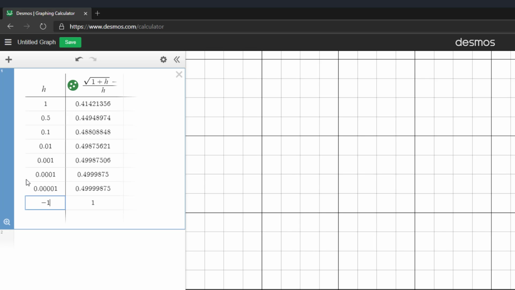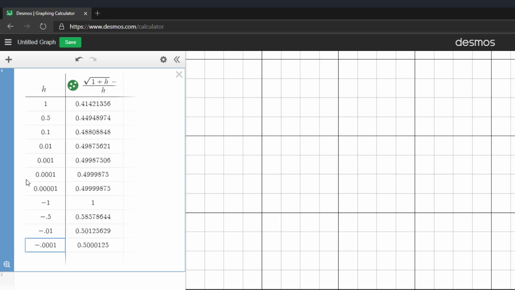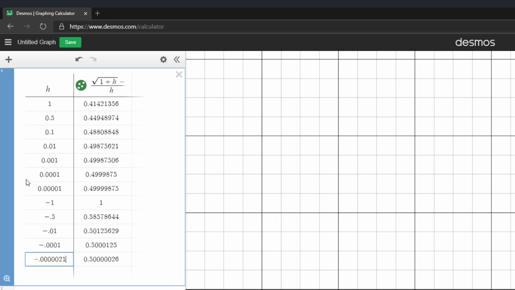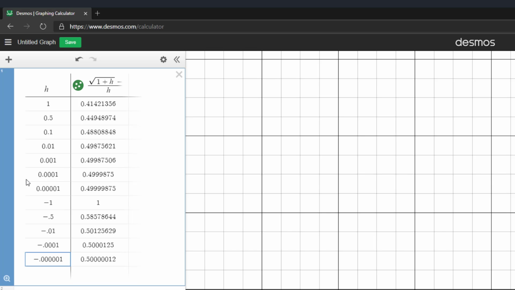Now it's worthwhile to check the negative values as well. So if you tried -1 and then -0.5 and -0.01, -0.001, or a few zeros and a 1, you can see that even from the left-hand side of 0, the outputs are also approaching a value of 1/2. So this implies, it doesn't prove, but it implies that the slope of our tangent line, or instantaneous rate of change, is going to be 1/2.